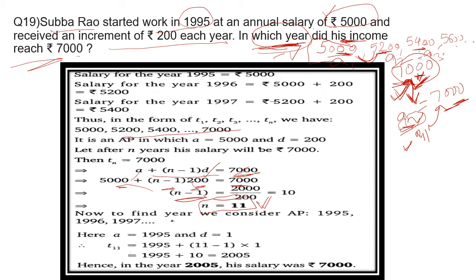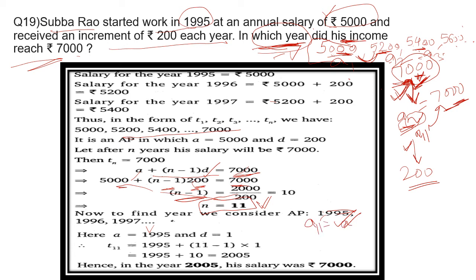So I can put the value of 1995 here, because the salary of Subba Rao was 5,000 in the year 1995. So 95, 96, 97, 98, 99, 2000, and like this you will calculate it to be equal to 2005. Or you can just form an AP for the years also, 1995, 1996, 1997, and so on, and you have to find out the 11th term.